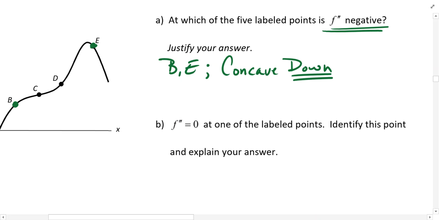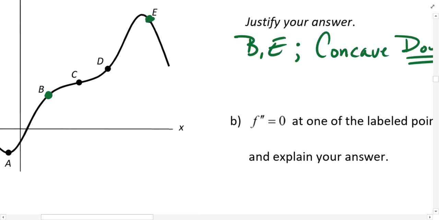A negative second derivative means that the graph is concave down. That means our rate of change is decreasing. So while we have a positive slope through here, that's okay. The fact that the slope is decreasing is what tells me we're concave down. Same here, we have a negative slope that continues to be negative, but it's more negative as we move from left to right. So our slope is decreasing. When the rate of change is decreasing, that tells me that the second derivative is negative.